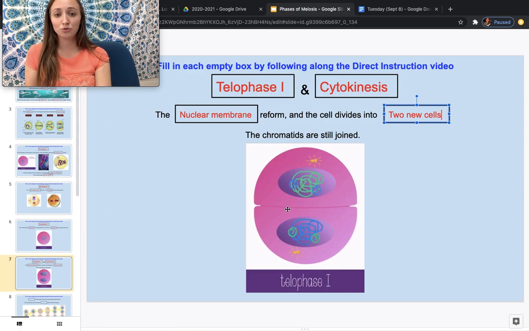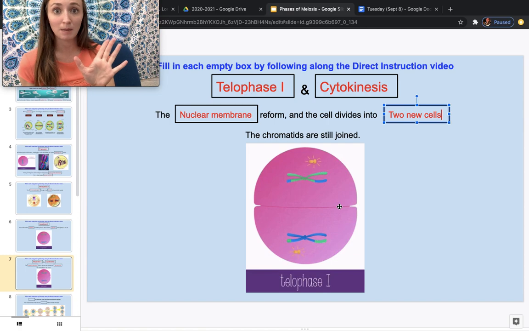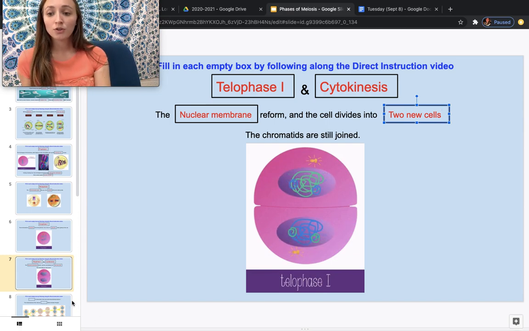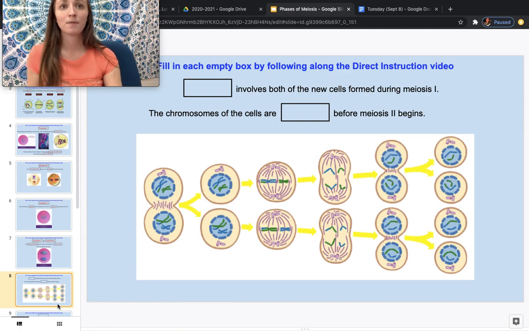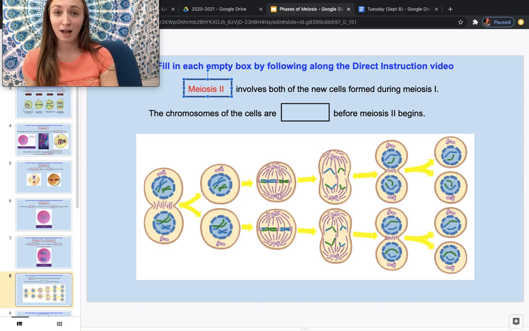Okay, so that is the end of meiosis 1. You now have 2 new cells, but remember, we don't stop there because we have to make 4. So next up we have meiosis 2. What happens in meiosis 2 that's so different from meiosis 1? Honestly, there's not much of a difference except for 1 or 2 little things here and there.